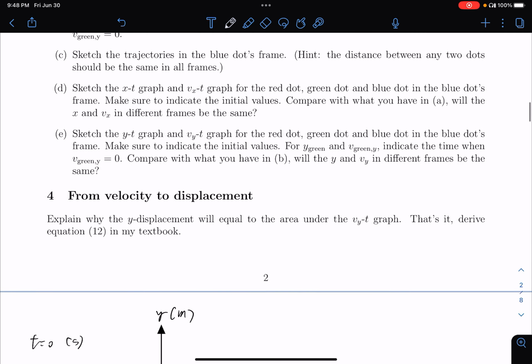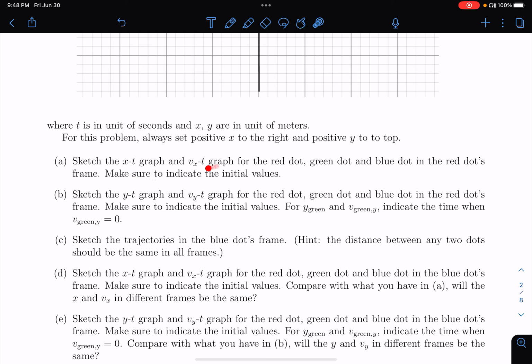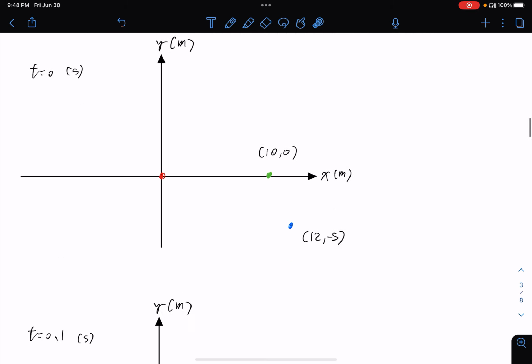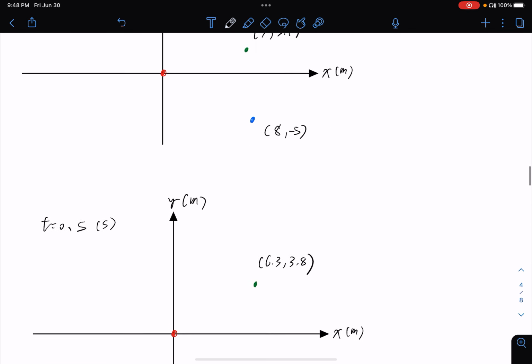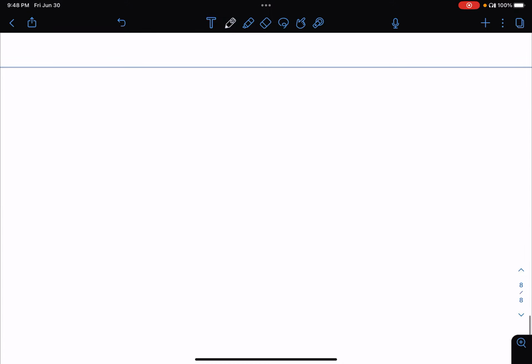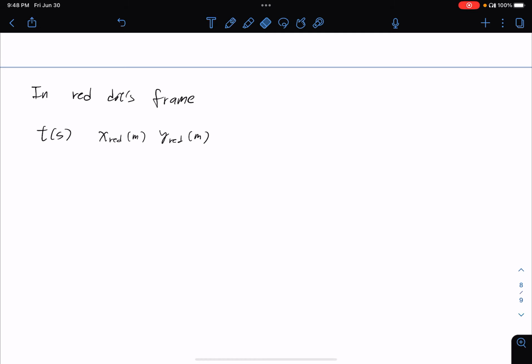Now if we want to do part A, we want the xt graph first. So for the xt graph in the red dot's frame, we already have all the data because this is indeed the red dot's frame. We just need to summarize it into a graph. To do that, it is easier if we start with a table. I need to indicate it is the red dot's frame so I don't get confused with the blue dot's frame later. An easier way is to write the table like this: y red, and we have the green dot first, the y of green dot, the x of blue dot, and the y of blue dot.